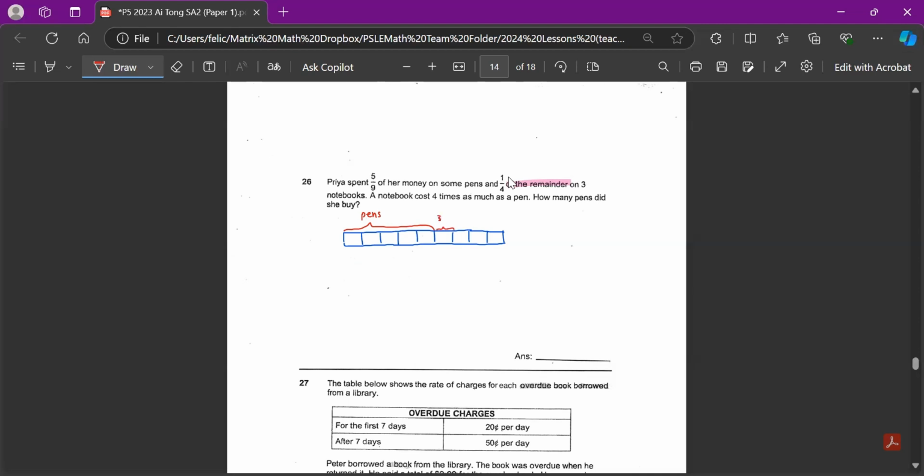for 3 notebooks. If what you have done is you redraw the remainder into a new layer at the bottom and then you cut it into 4, also can. That's not wrong also. So just keep it that way, it's fine.